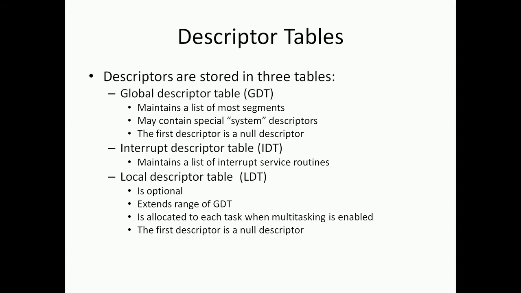The local descriptor table is optional, but today many of the operating systems give it. It extends the range of GDT, right? Something more than GDT I can store, and it is allocated to each task when multitasking is enabled. So, every task has its own LDT, and again the first descriptor in the LDT is a null descriptor. We can't store any value in the first descriptor in LDT.